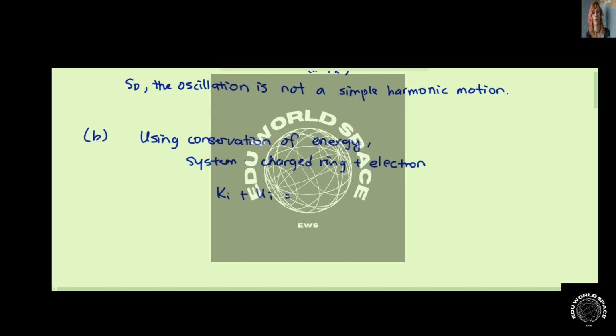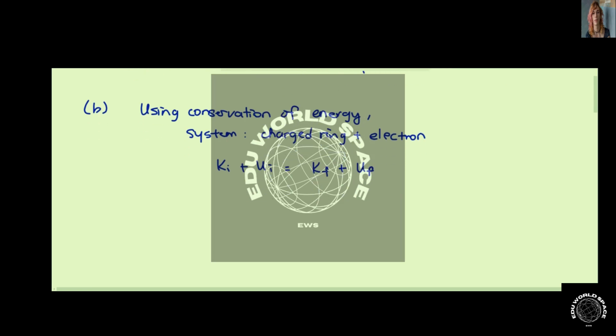And then we note that V ring, the electric potential due to a ring, is equal to Q over 4 pi epsilon naught, times 1 over the square root of r squared plus x squared. So this is the expression for V ring.